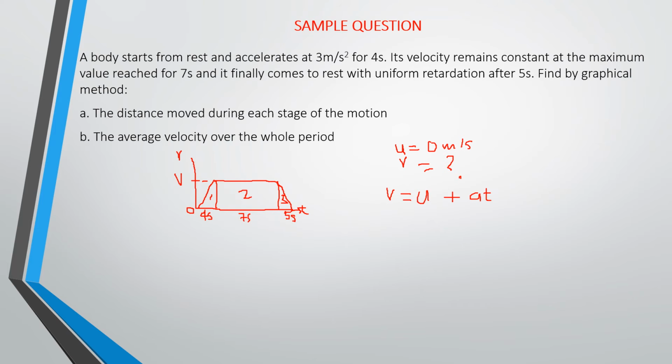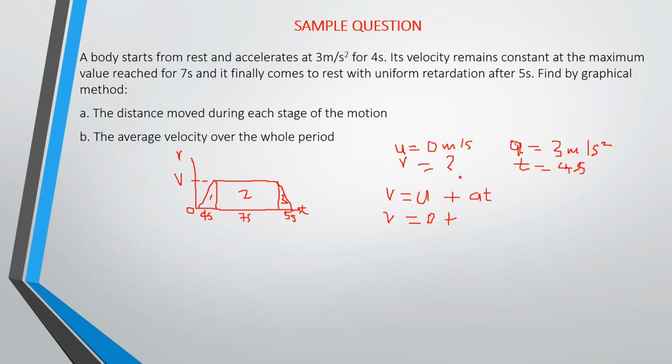This is the first equation of motion; we'll get to that in our other videos. So v is unknown, u is equal to 0. Substitute into that equation: we have 0 plus a, which is given to you to be 3 meters per second squared, and t is given to you to be 4 seconds.